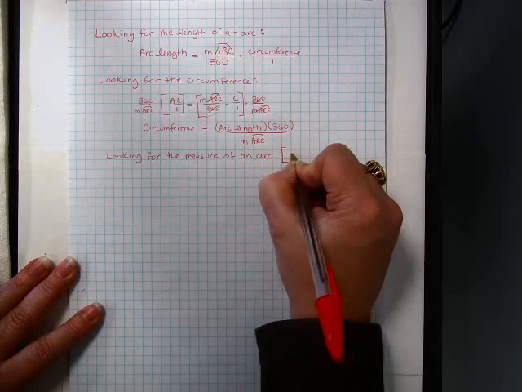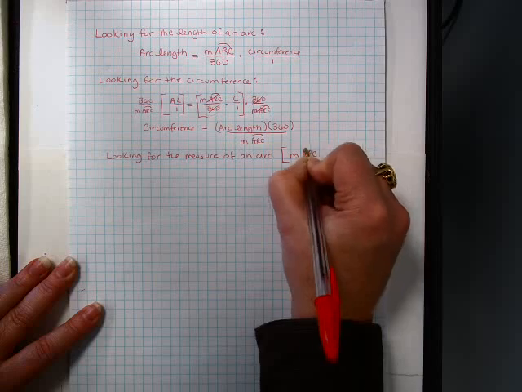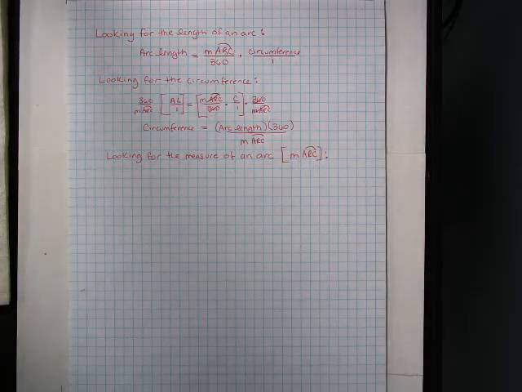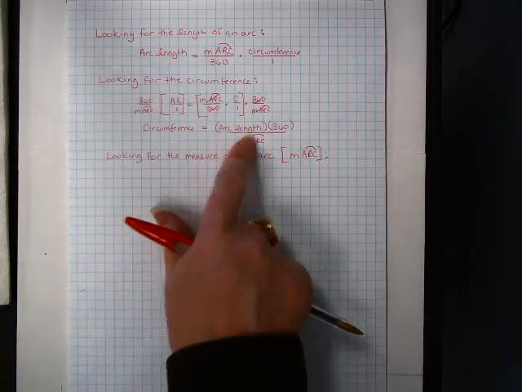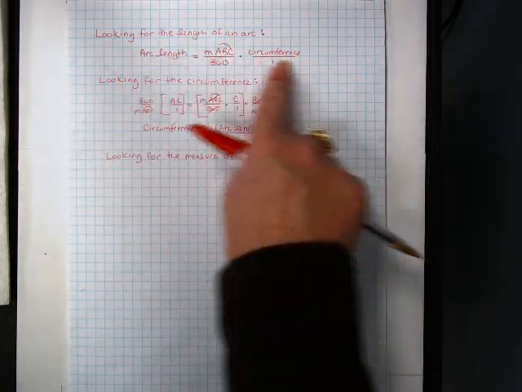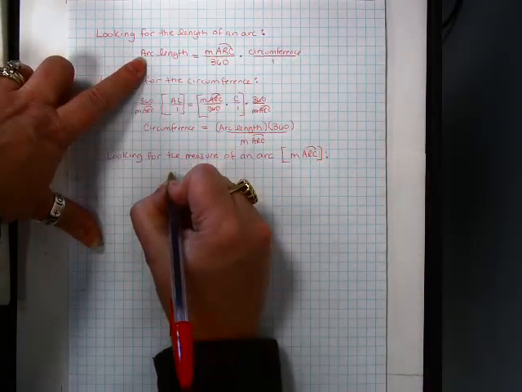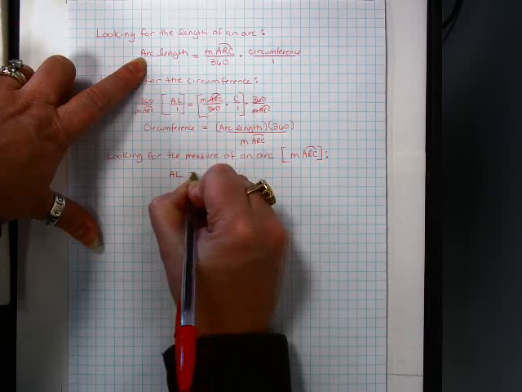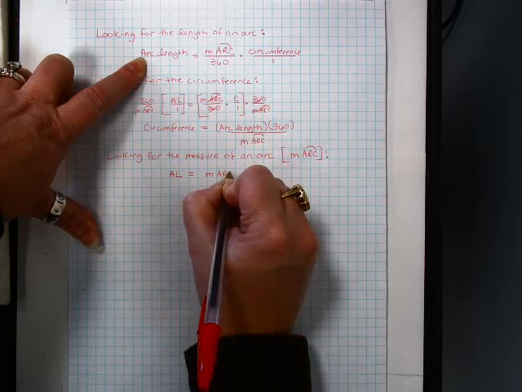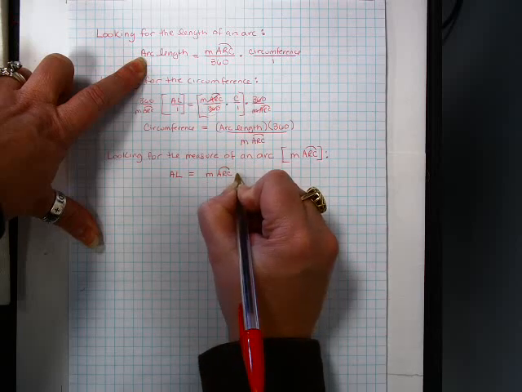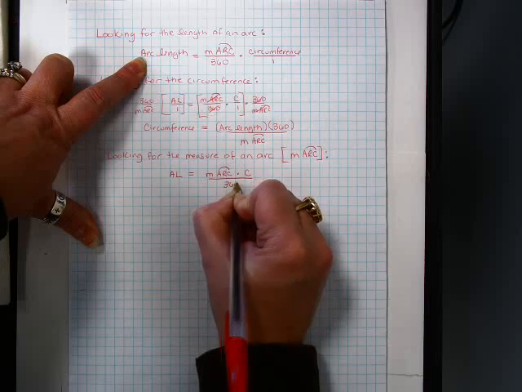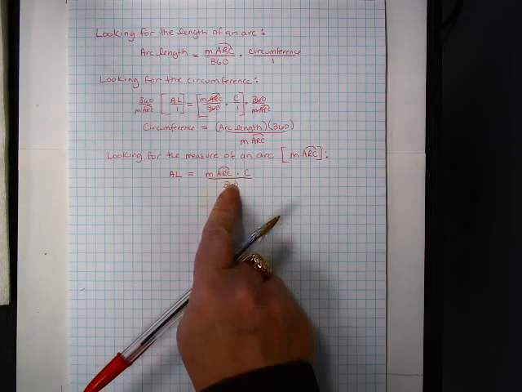Okay, and that's arc, if I'm looking for this guy right here. Okay, well, I want just to get this guy right here by itself. So I'm going to start with my original equation. Arc length equals, that's measure of the arc times circumference over 360.